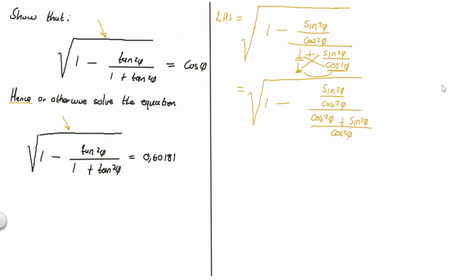After all this, in the numerator, this is also an identity: cos squared plus sine squared. This equals 1. Exactly, it gives us 1. So it equals the square root of 1 minus sine squared over cos squared theta, divided by 1 over cos squared theta. I think now we are going somewhere.